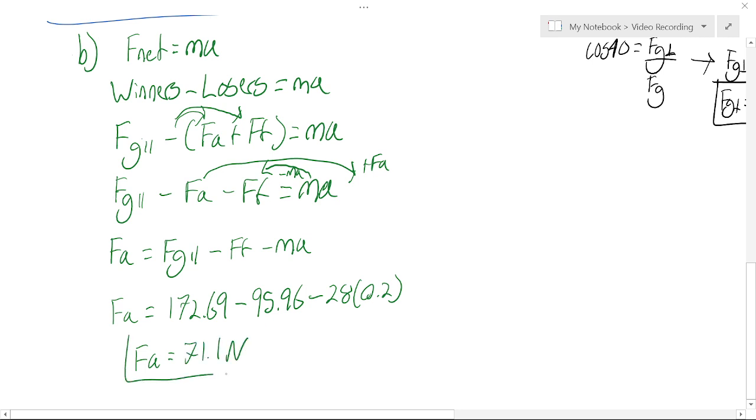71.1 newtons. So the man, in order to slow down the box and not let it slide out of control down the ramp, is supporting it and walking backwards in a controlled manner by exerting 71.1 newtons on the box to control the speed of the dresser. All right.